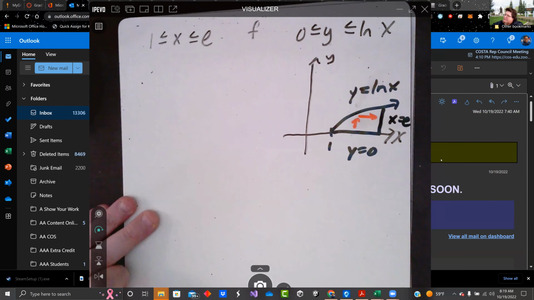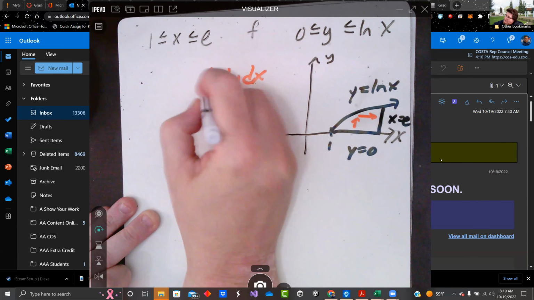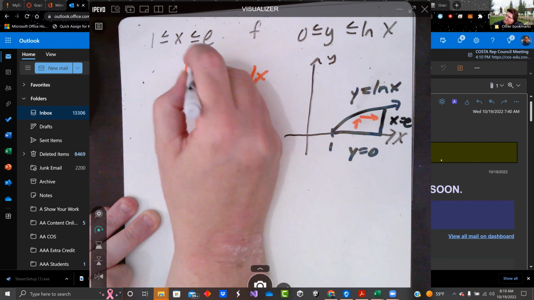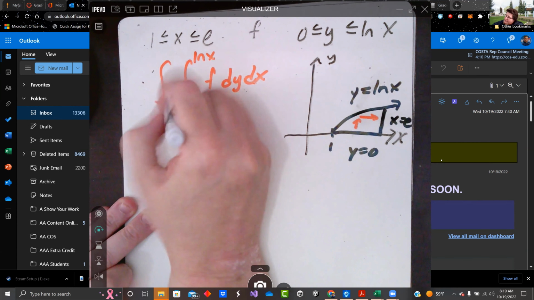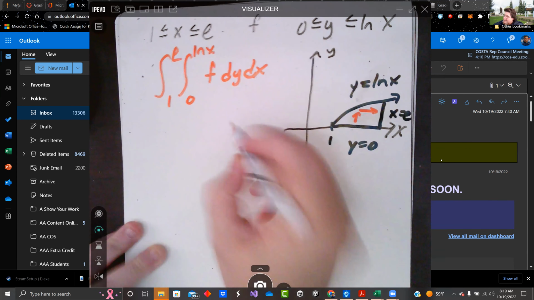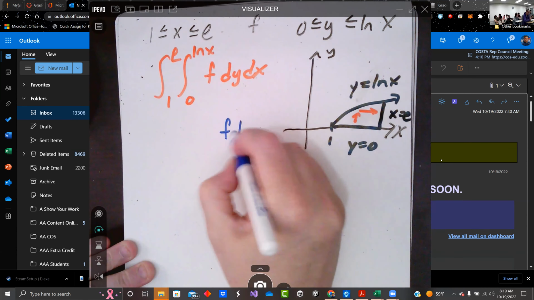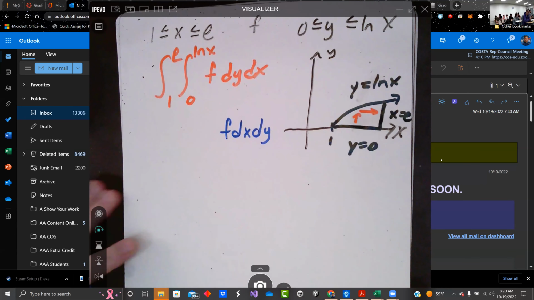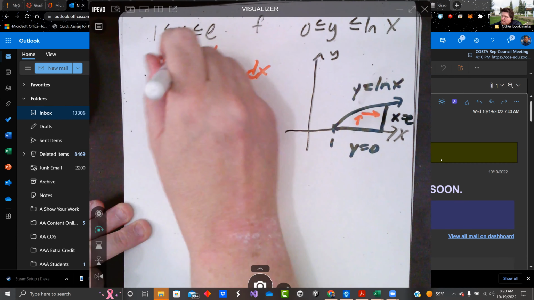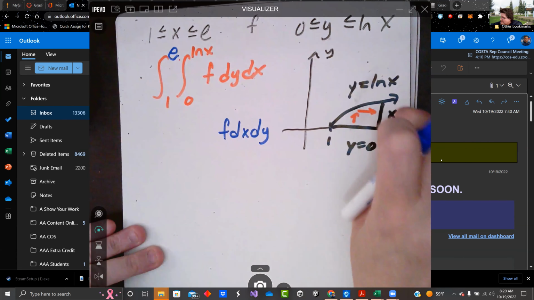If we go upwards first, it's kind of set up. We're going from y is already given to us in terms of x, 0 to ln of x. Then we have 1 to e. Question is, how does this change if we go to dx dy? That's all I get. E is 1. That is an e, yes. And that's an e over here.